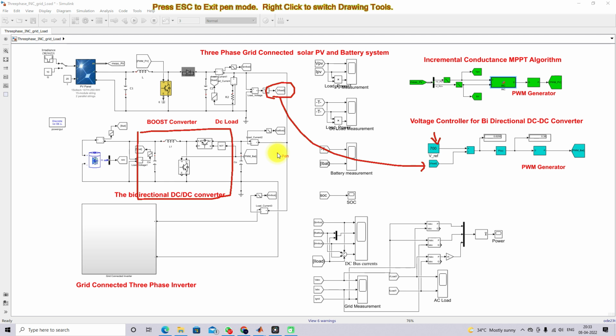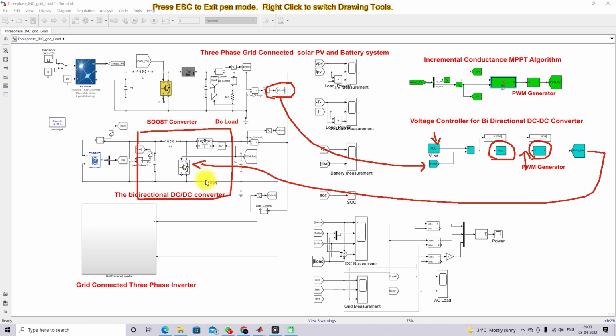So we are going to compare the DC bus voltage to 700 and it is going to be processed with a PI controller. This PI controller will generate the duty cycle. The duty cycle is going to be processed via the PWM generator. It will generate the pulse. This pulse will be given to these two IGBTs in order to maintain the DC bus voltage around 700. Okay, so these are the control logic for the solar PV MPPT and the voltage control of the bidirectional DC-DC converter.